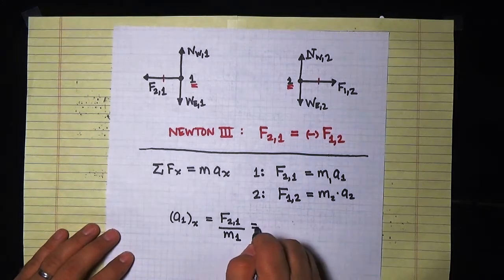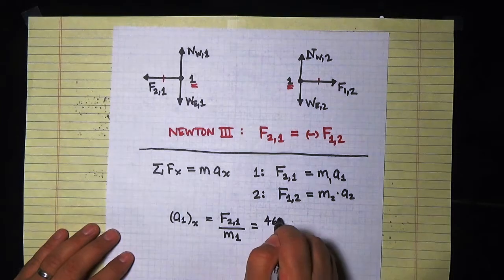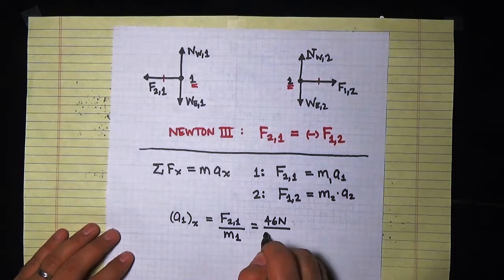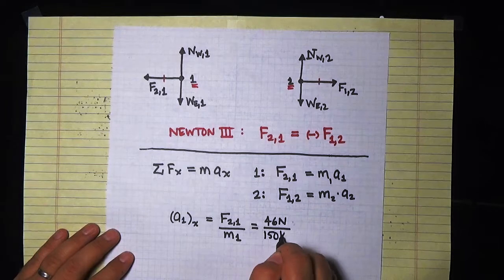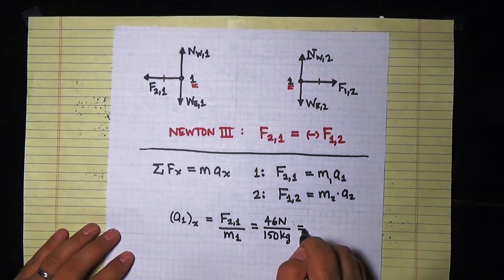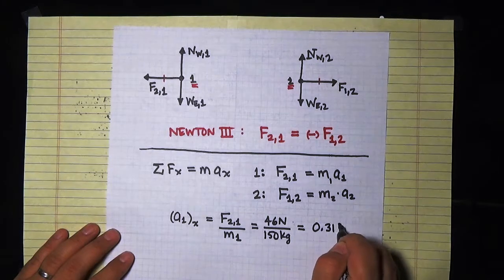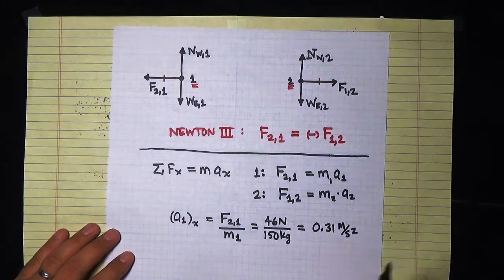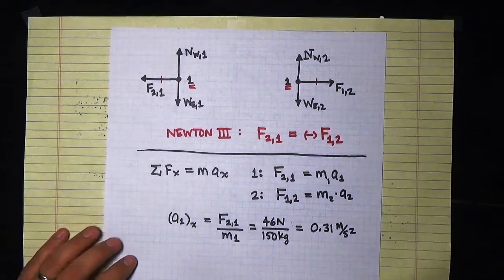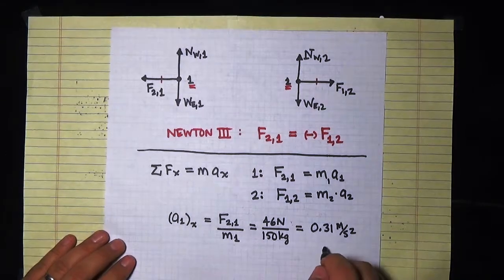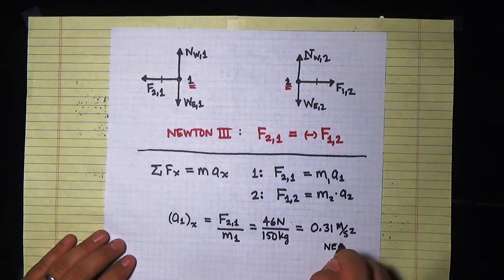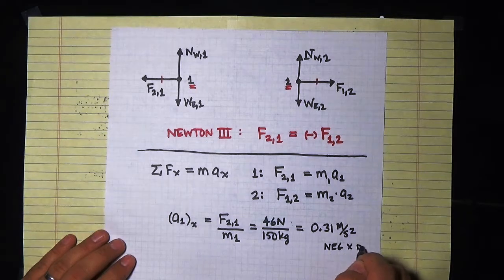And that's equal to 46 newtons divided by 150 kilograms, or the acceleration is 0.31 meters per second per second. Okay, now this is in the negative x direction.